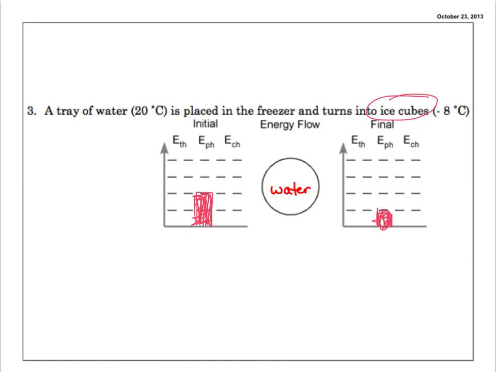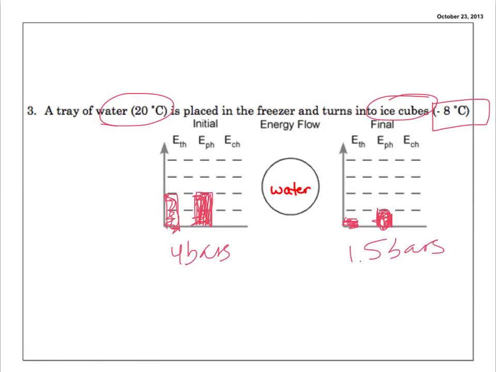Now, for the ETH, it starts out as room temp, so I'm going to draw 2 bars to show that it's at room temp. And it ends at -8 degrees Celsius. So if it ends at -8 degrees Celsius, I'm going to choose to do a half a bar. You might have chosen to do 1 whole bar. That's up to you. The whole point here really is just to show whether energy is being gained by the system or whether energy is being lost by the system. So in this case, I have 4 bars initially. I have 1.5 bars here. And so that means that it has decreased by 2.5 bars.